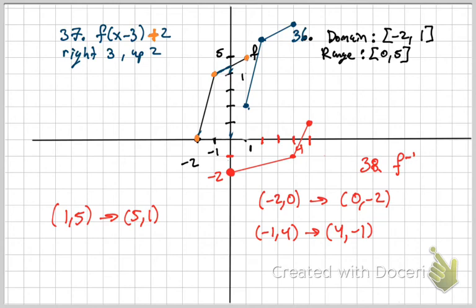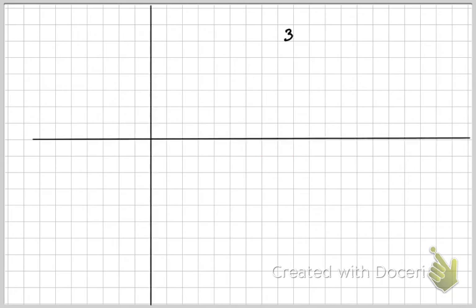You could also, if you wanted to, draw in the identity, and the function and its inverse are going to be reflections over the identity, y equals x. Alright, I think we're going to do a little bit more transformations.